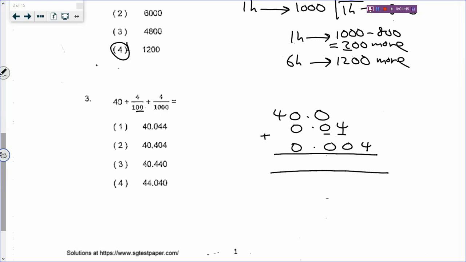Alright, never do mental sums. If you do mental sums, then you will get yourself confused and start making mistakes already. So put the zeros in the blank spaces, and then you add them together. So you have 40.